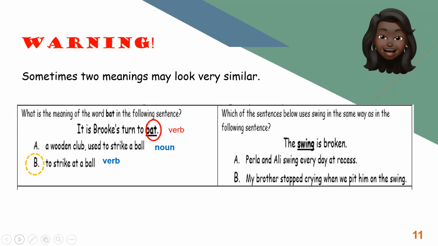Go ahead and pause the video and try the next one on your own. Okay, now let's check your answers. Which of the following sentences below uses swing in the same way as in the following sentence? The swing is broken. Swing in my sentence is a noun. Let's look at the answer. A, Pearl and Alice swing every day at recess. In this sentence, swing is being used as a verb, an action. B, my brother stopped crying when we put him on the swing. Swing in this case is being used as a noun.